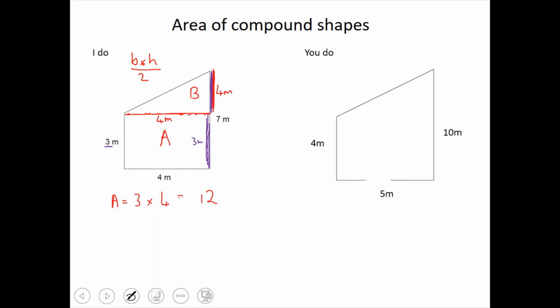And let's try and work out shape B now, using our formula base times height. So the base is going to be 4, and the height is going to be 4. But we have to remember, because it's a triangle, we have to divide it by 2. 4 times 4 is 16, divided by 2 equals 8. And all we have to do now is add shape A and B together, which is going to be 20 meters squared. Just make sure you put the correct units in.